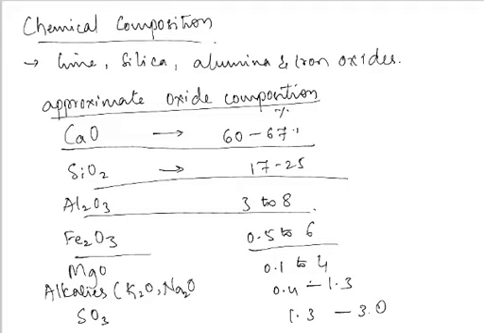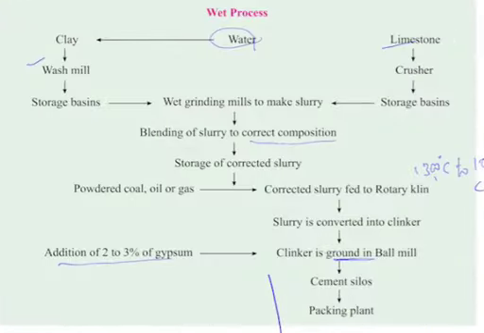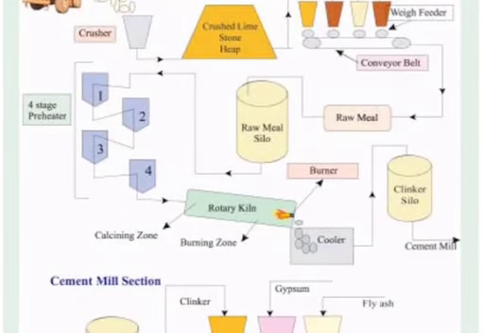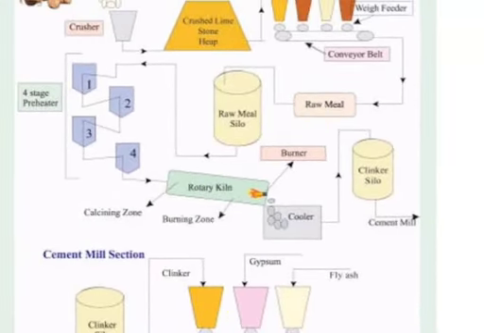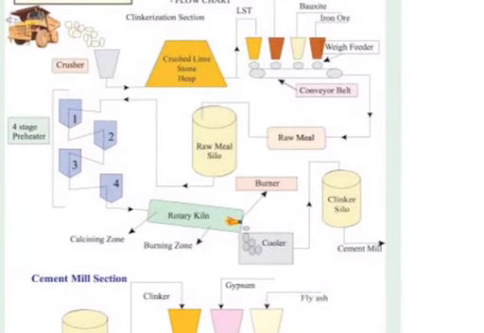Before this oxide composition, I forgot to tell you one thing. Let me show it here. This is the diagrammatic representation of the dry process. You can see here limestone boulders from mines. First they are crushed, then subjected to various conveyor belts. Then the raw meal, which is nothing but the powdered form of limestone and clay, is placed here, and then various steps are followed.